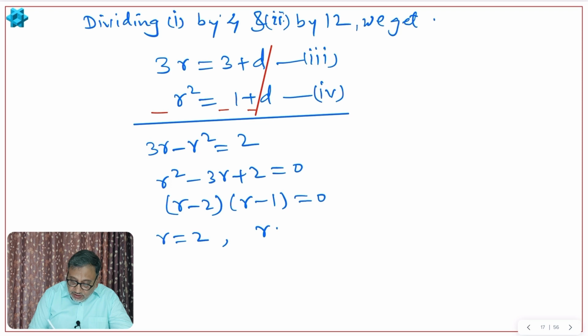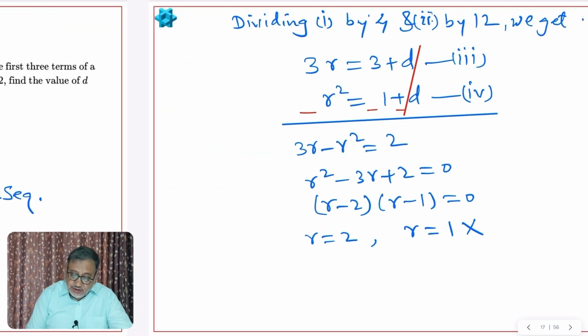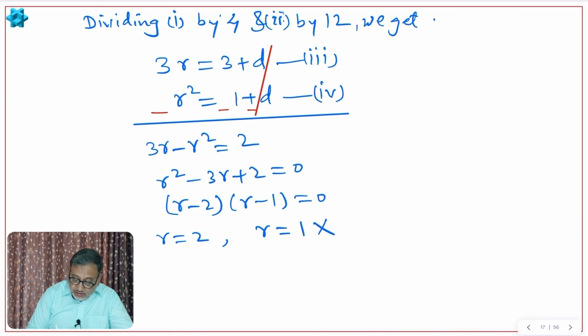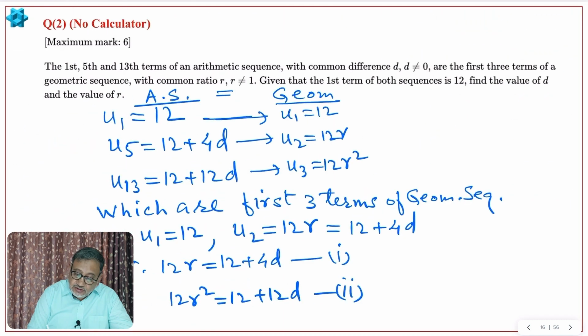r cannot be 1, it is already given, because then it cannot be geometric. Look here, they have already given here. So r is equal to 2, we got the value of r, right? So that was the thing which was required. Find the value of r, they said, right? See here, find the value of d and find the value of r. Okay, so r I have found. Now d I can find from this. So from 1 again, or from third.